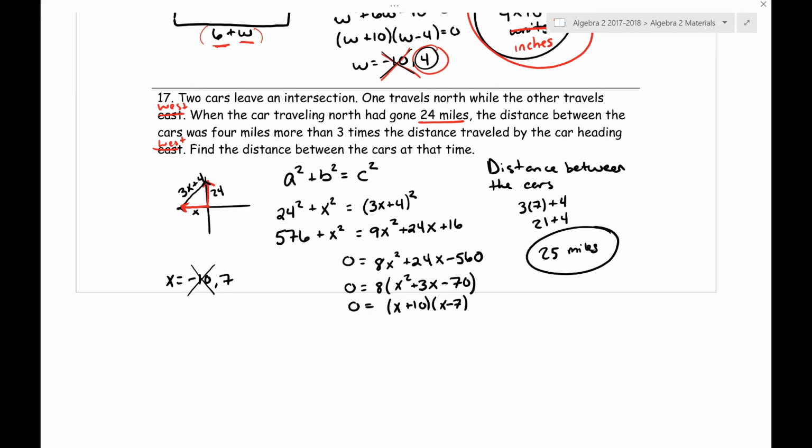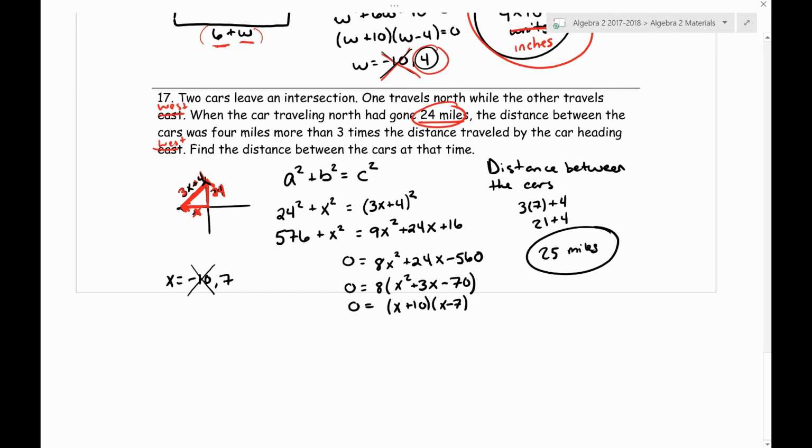Okay, number 17. I had to make a few changes. Okay. So 2 cars are leaving an intersection. One is traveling north. The other is going to be traveling west. Now, when the car traveling north has gone 24 miles, we're going to label it 24. The distance between the cars is 4 miles more than 3 times the distance traveled by the car heading west. We don't know how far he's traveling, but we know the distance between them is going to be 3 times his distance plus 4 more miles.